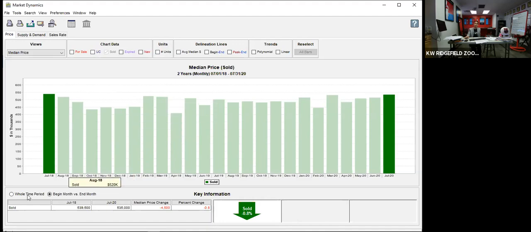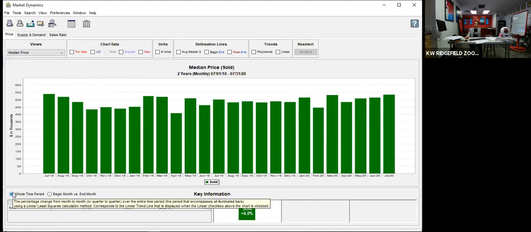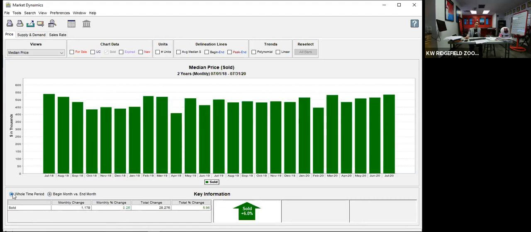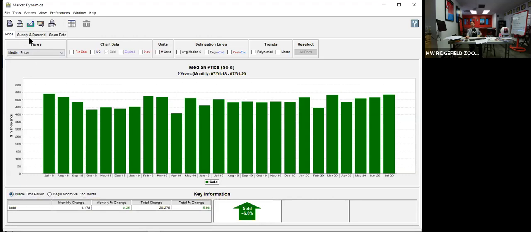The first thing you want to do is down here in the lower left-hand corner. You see where it says whole time period versus beginning month versus end month? You want to check whole time period so that everything shows up. You see how when you do it this way, everything else ghosts and you only have the first month and the last month? Well, that's not what you want. You want the whole time period. So you're going to check that first. Then you're going to move to the upper left-hand corner.